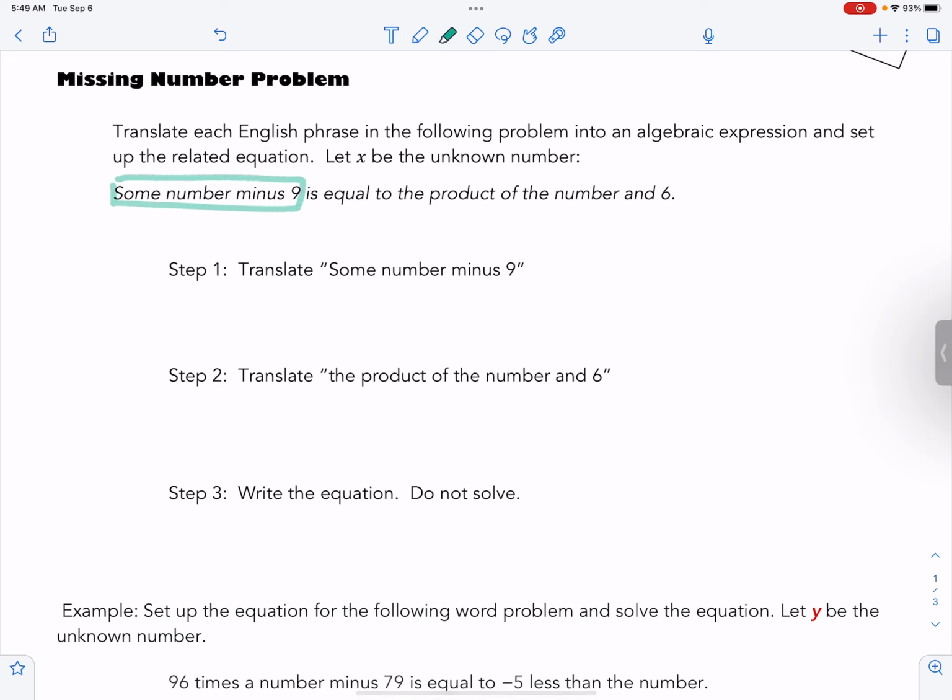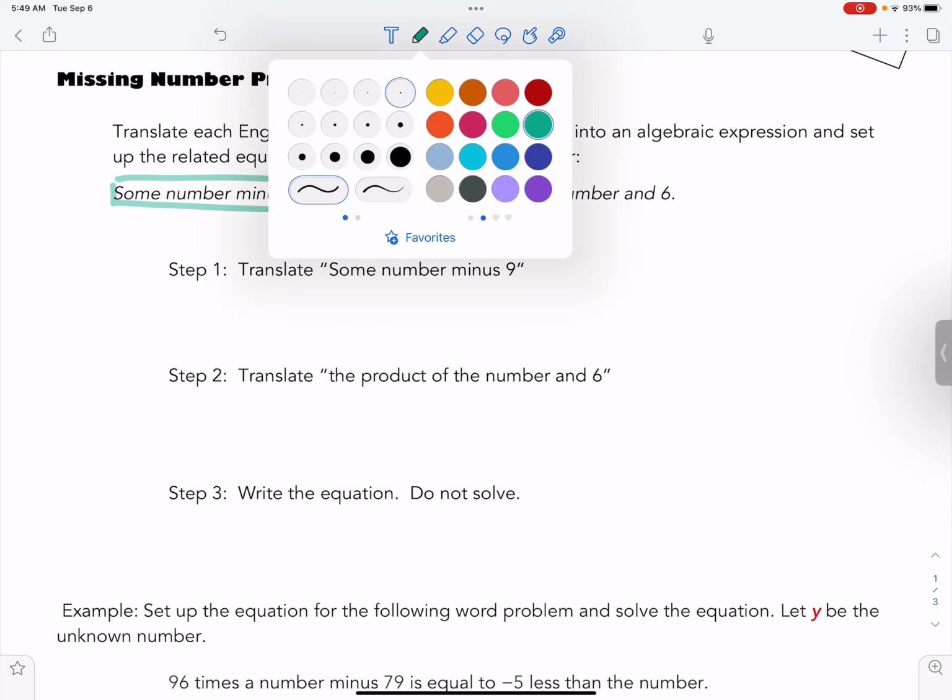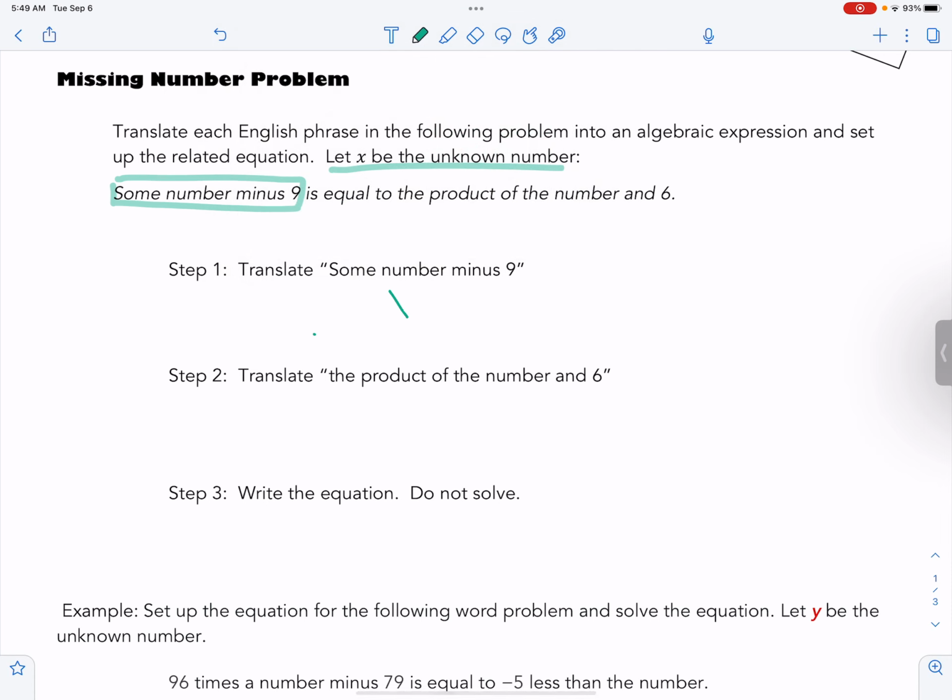So just take this first part. Well, they told us let any unknown number be x. And so I've got some number minus 9. Minus is not a turnaround word, so I just keep that order the same. So some number minus 9, x minus 9.